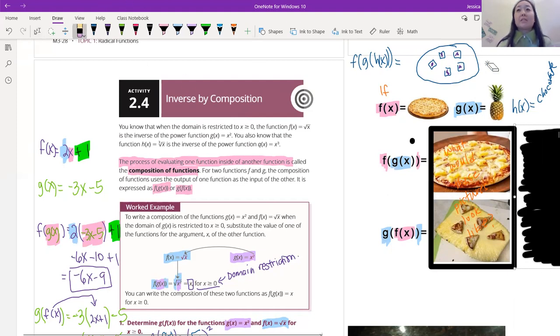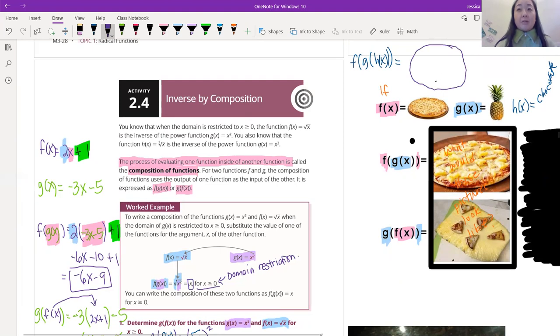So let me just erase this really quick, and let me draw it in for you. So here we have h of g of h of x. That's how we say it. Every time you see a parentheses, you would say of. So h of g of h of x. First I would draw this outside one, like we're going to frame this. So what do we have? We have the pizza. So here I'm going to draw the pizza.